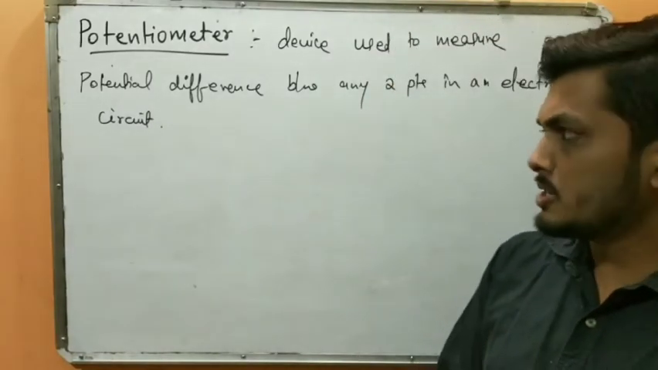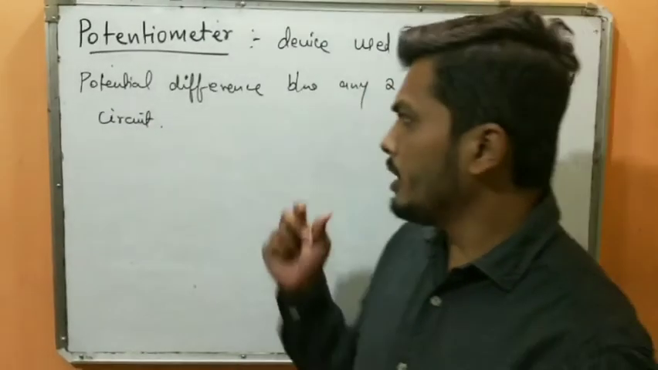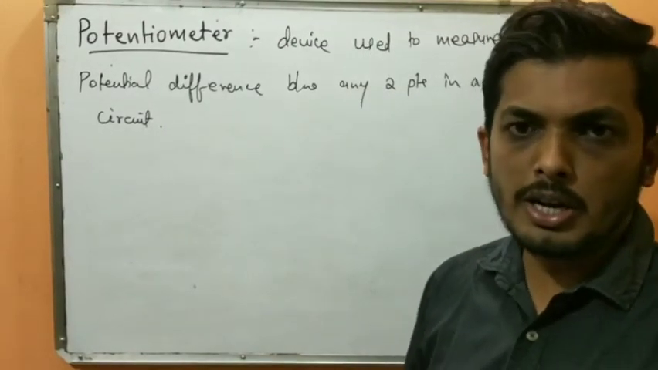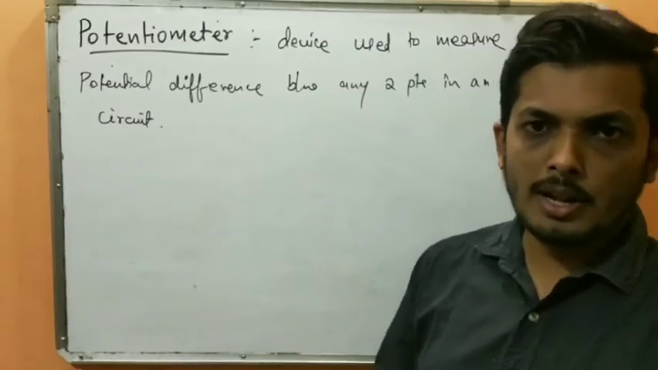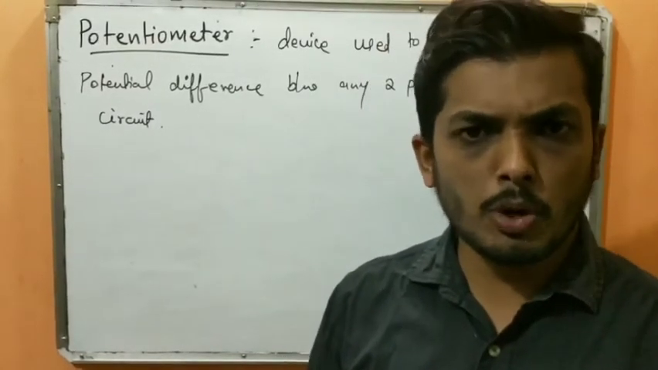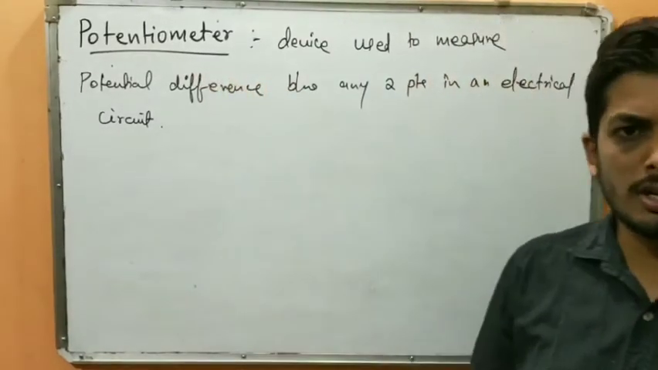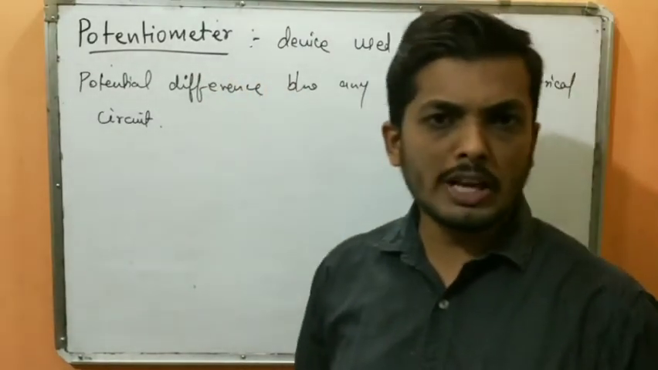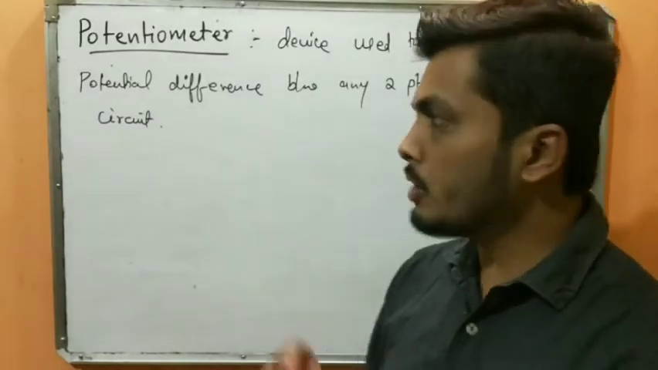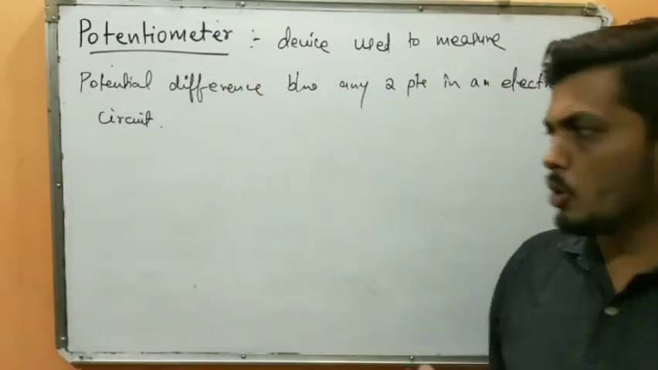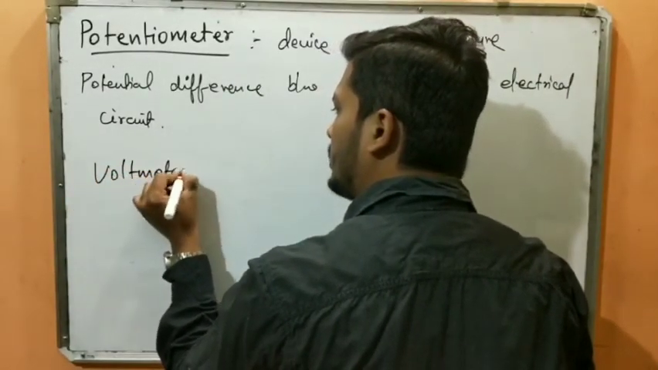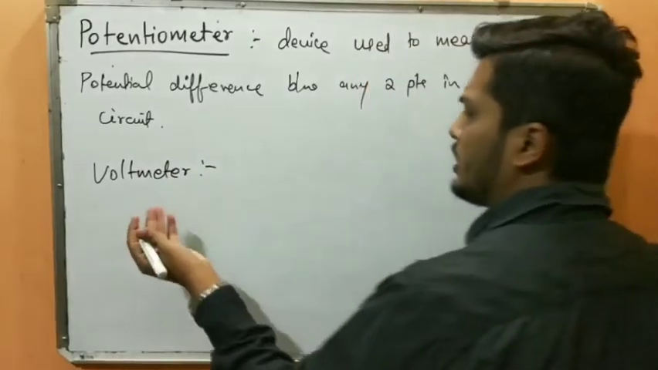So when we already have a voltmeter, in your 10th standard you might have studied about the voltmeter, ammeter and galvanometer. The ammeter is used to measure the current, the voltmeter is used to measure the potential. That is what the potentiometer also does. And you also know the galvanometer, which detects the current. So when we already have a voltmeter, what is the need of this potentiometer?